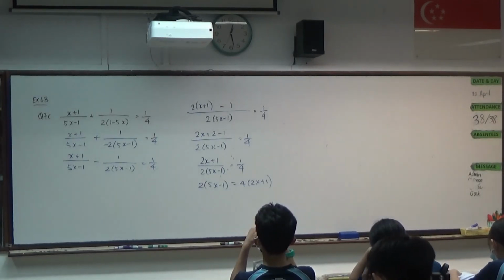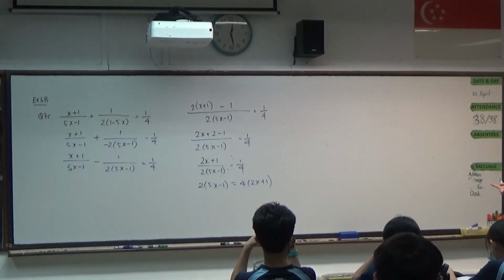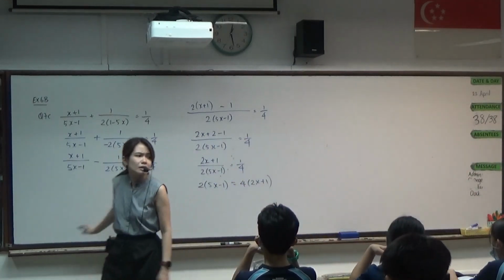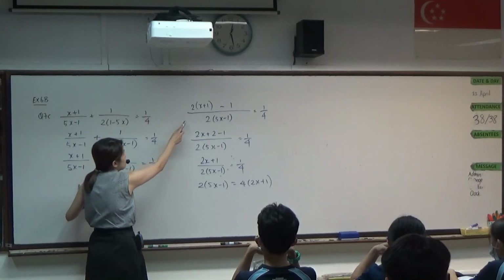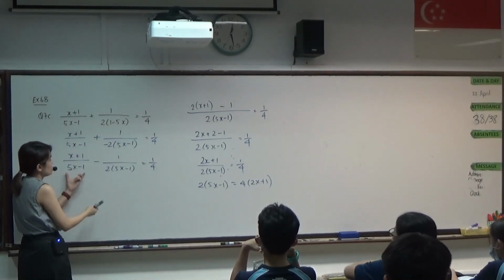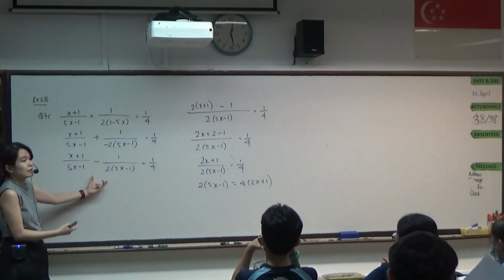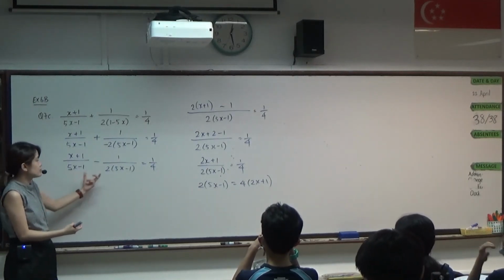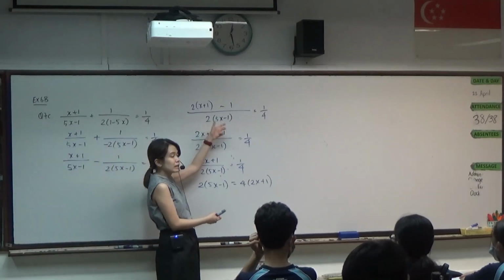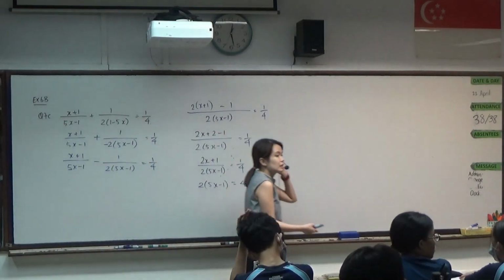Sorry, I'll ask this question again before we say: how do I get this one from here to here? We combine the two fractions together, same denominator. Our denominator needs to be the lowest common multiple. So 5x minus 1 and 2 times 5x minus 1. The lowest common multiple should be 2 times 5x minus 1.